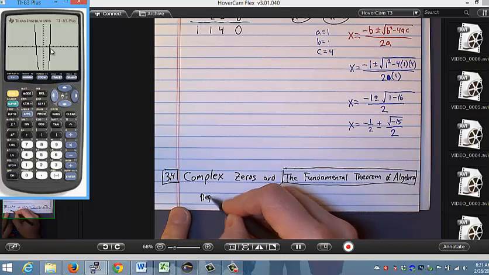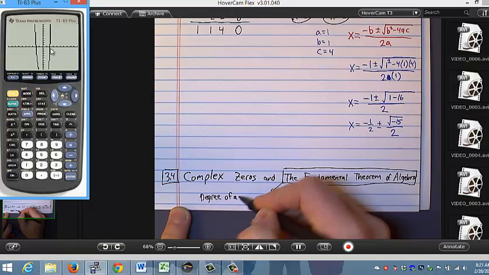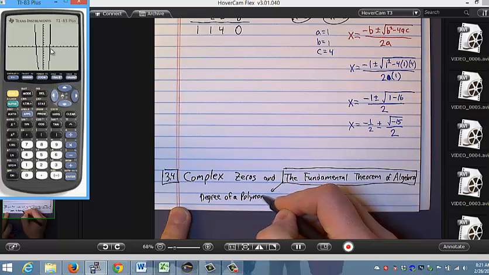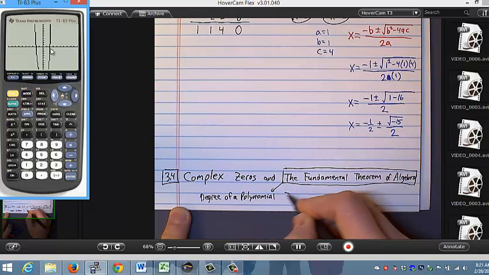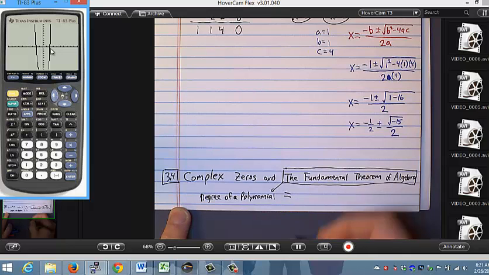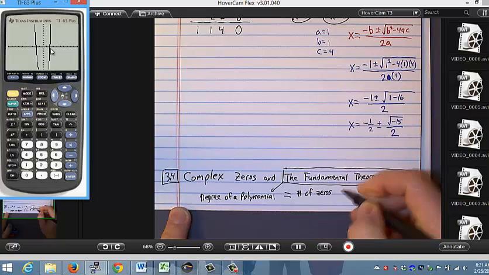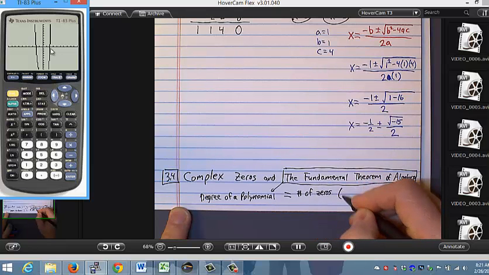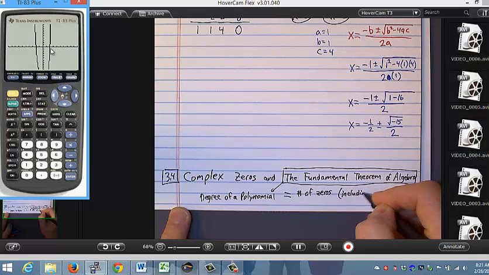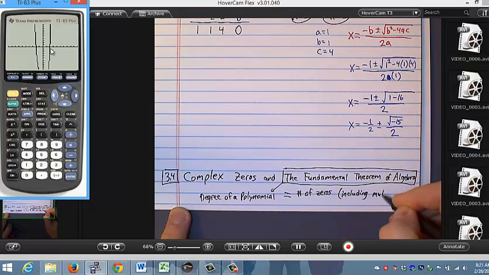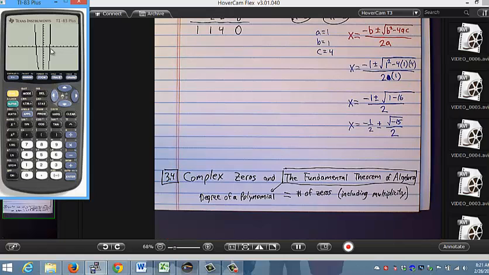The degree of a polynomial equals the number of zeros, if you include multiplicity. And I'll explain what that means later. I'm putting that in parentheses for now. The number of zeros. Guys, how many zeros do we have in this problem?